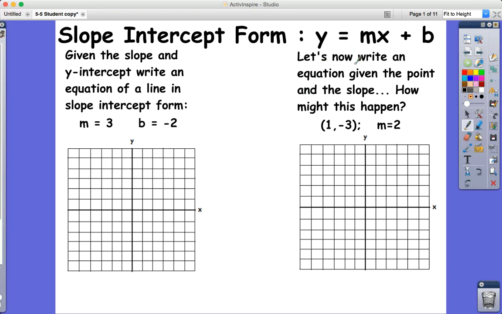Slope intercept form is y equals mx plus b. We know that in mx plus b, m is our slope. Slope is rise over run. b is our y-intercept, where the line crosses the y-axis.